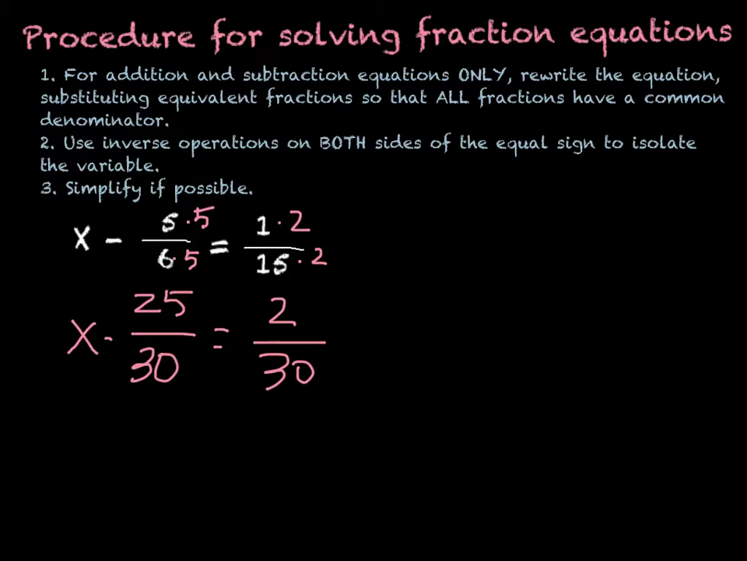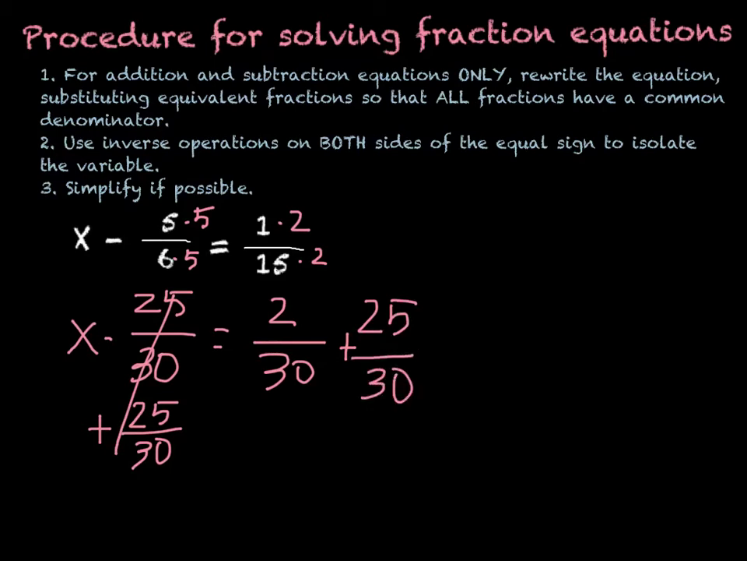Then it says use the inverse operations on both sides of the equal sign to isolate the variable. So right now the variable is not by itself. It has this minus 25/30 attached to it. So I'm going to have to use my inverse operation. Since I have subtraction, I'm going to do addition then. I'm going to add 25/30 to this side. What those do is they cancel each other out. I'm also going to have to add my 25/30 over here. So on the left side of my equation, then I've gotten rid of all this, so all I have left is my x variable, which is good. That's what I wanted. I wanted to isolate it.